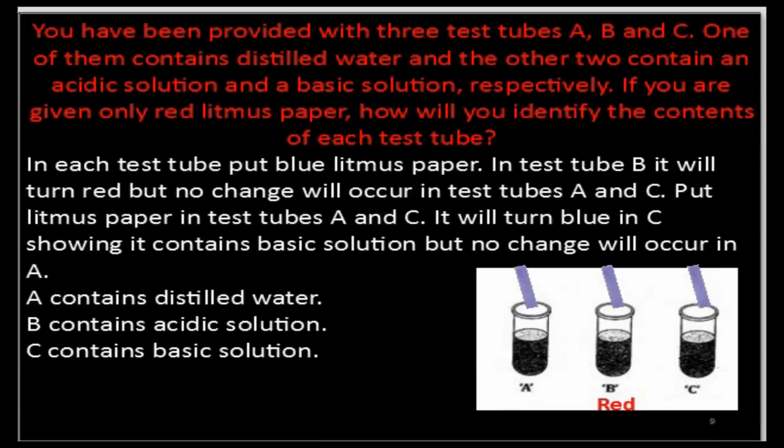In each test tube, put blue litmus paper. In test tube B, it will turn red, but no change will occur in test tubes A and C. Put red litmus paper in test tubes A and C. It will turn blue in C, showing it contains a basic solution. But no change will occur in A. Therefore, A contains distilled water, B contains acidic solution and C contains basic solution.